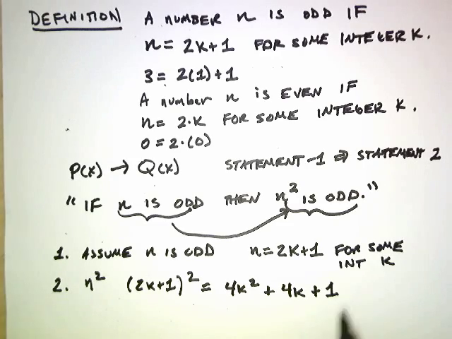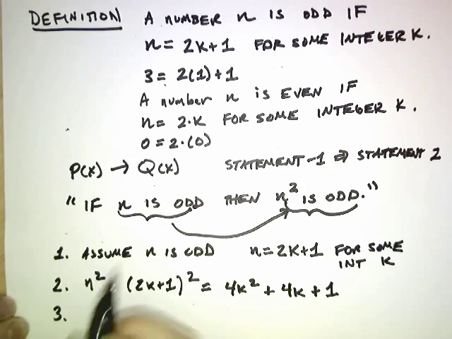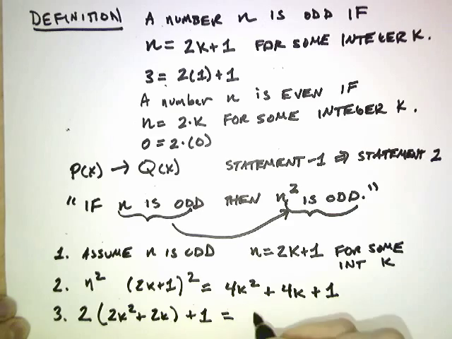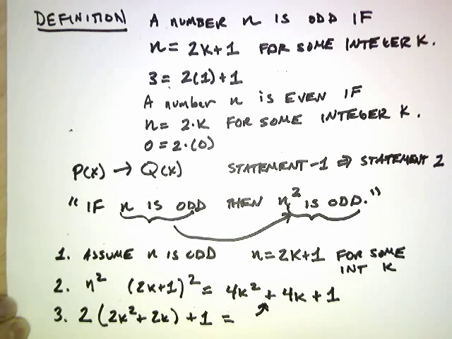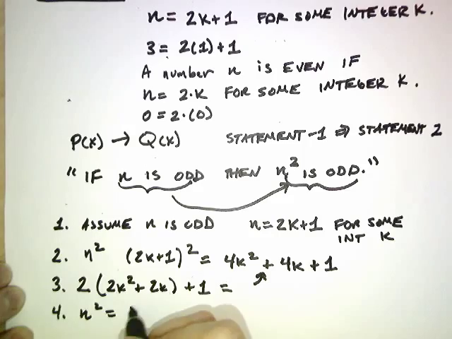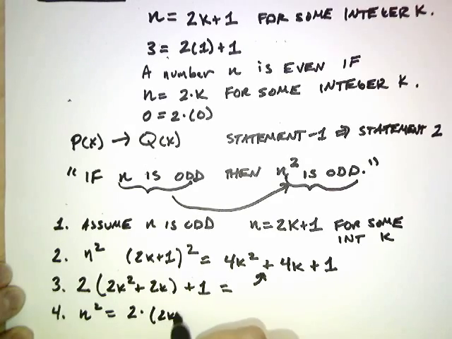Okay? Great. So step 3 is I'm going to be factoring a 2 out of this expression. So 2 times 2k squared plus 2k, plus 1, is equal to this expression right here that we had just written. But now notice that this means that n squared is equal to 2 times 2k squared plus 2k plus 1.